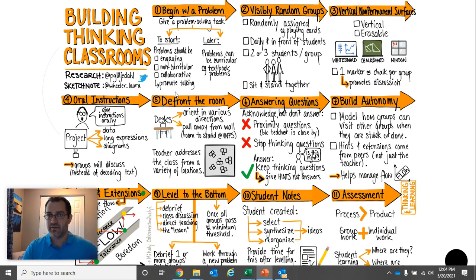But as you're getting started, things to begin with are use good questions, rich tasks and number strings or math progressions, fantastic way to go. You want the visibly random groups, and you want those vertical non-permanent surfaces. If you can get those things in place, the rest of it kind of follows from there.